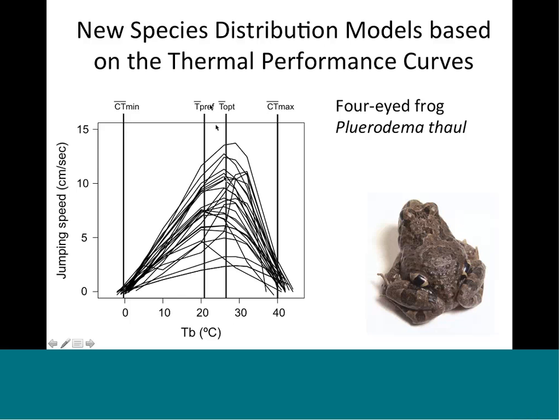And I opted for Tpref, thermal preference, the temperature that a lizard or a frog would prefer in a laboratory gradient, as the preferred metric for us. But you can see there's even more information encoded in the thermal performance curve, because as temperatures oscillate in the environment, you can integrate what the observed performance would be for the four-eyed frog anywhere in the species range for any time during the species life history. And we settled on the time during the breeding season when these frogs are in the ponds.